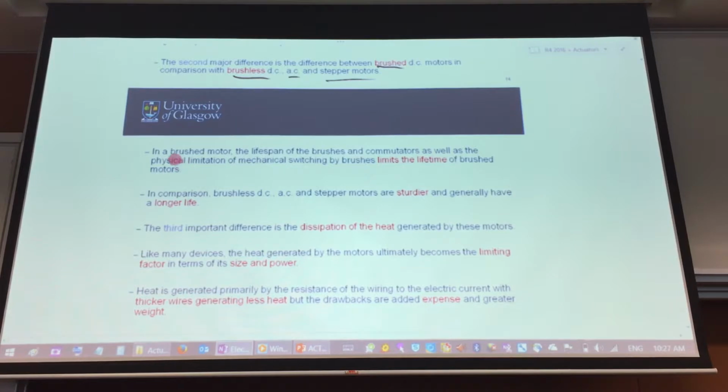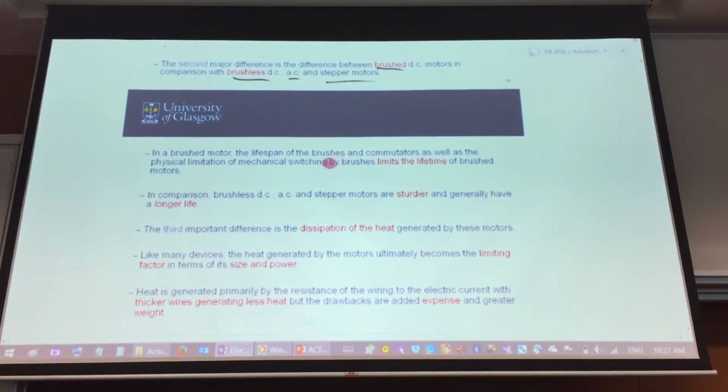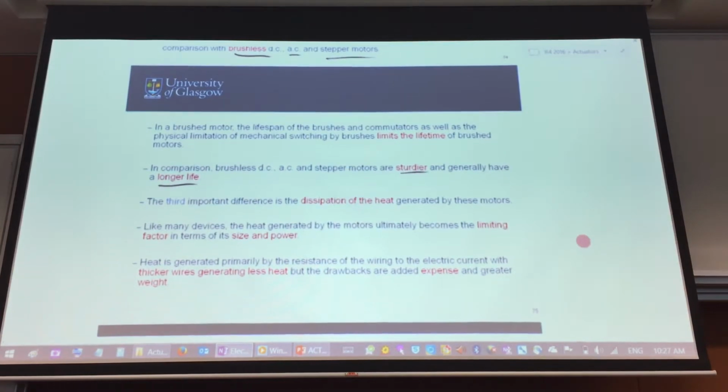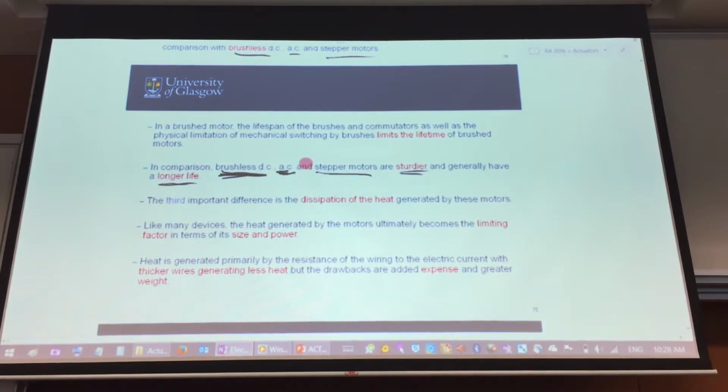The second thing that's different between the brushed and the brushless DC motor, AC and stepper motor, is that for the brushed motor, the lifespan is actually quite limited because of that brush and the commutator. So there's a limit to its lifetime. Compared to the brushless, we can see that it's giving us a longer shelf life. It's able to last longer because all your stepper motors are actually in a construction similar to a brushless DC motor. Even when you look at your PMAC, it's also a brushless configuration.